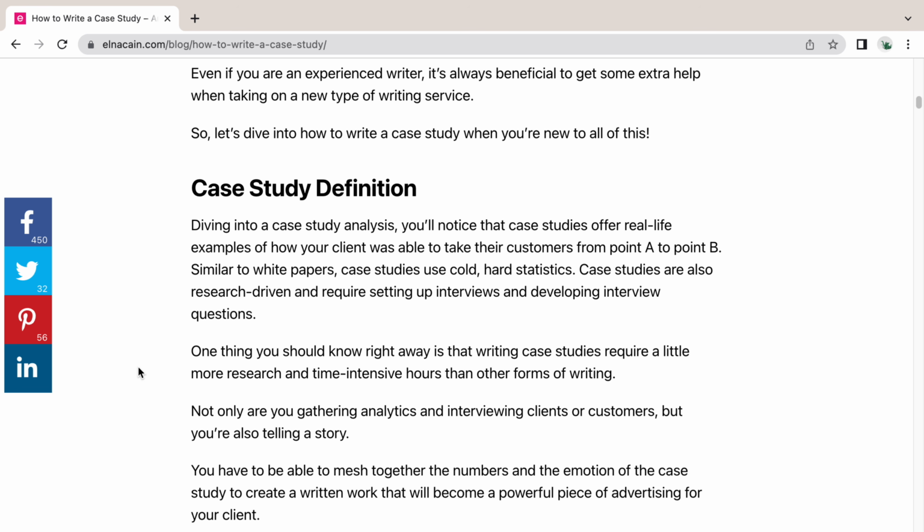So diving into a case study analysis, you'll notice that case studies offer real life examples of how your client was able to take their customer from point A to point B. Now, they're similar to white papers. They're pretty cool and they have hard statistics. Case studies are also research driven and require setting up interviews and developing interview questions.